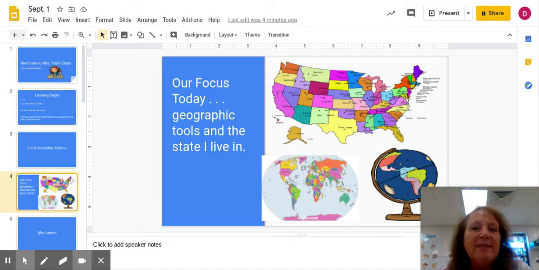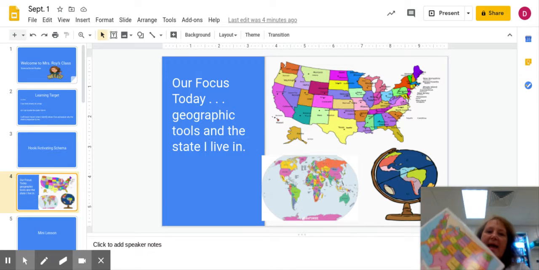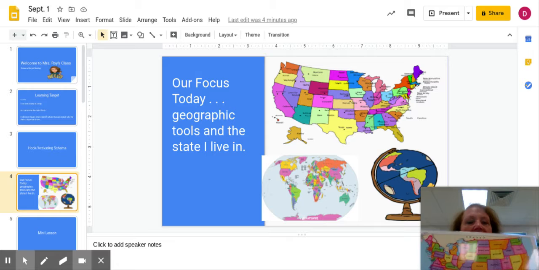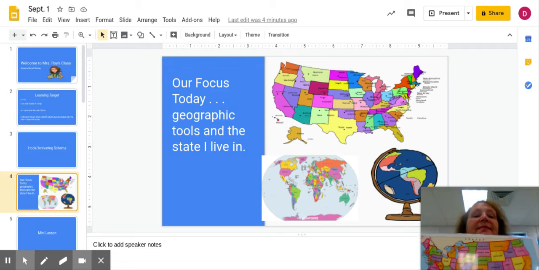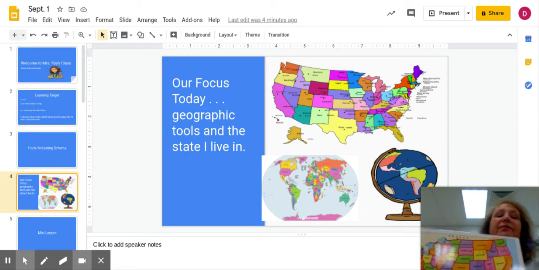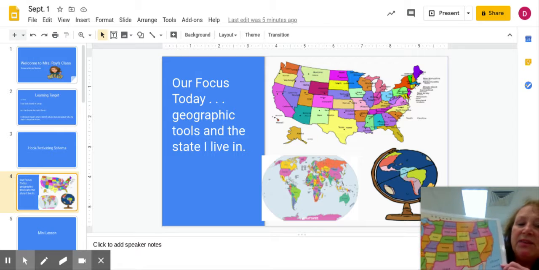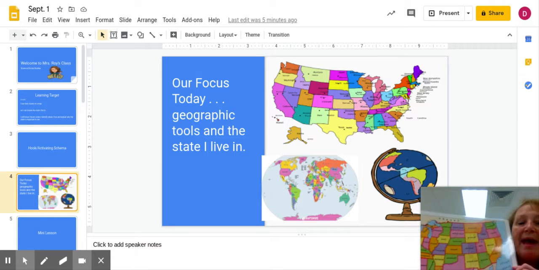These are geographic tools, and you may not have heard them referred to as geographic tools, but they're tools that we can use that show places. This is a map, and it's a map of the United States. So every state that is in the United States is on this map.